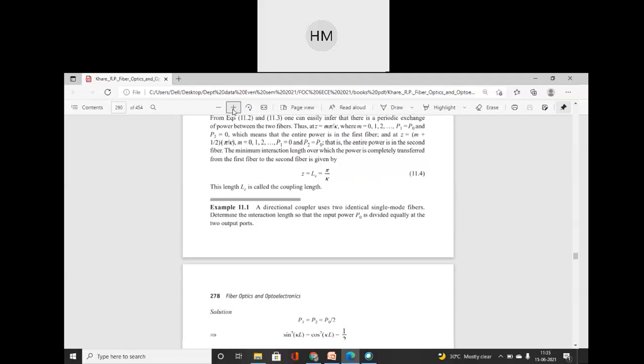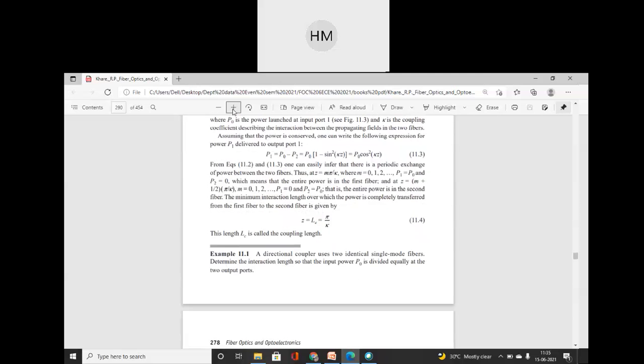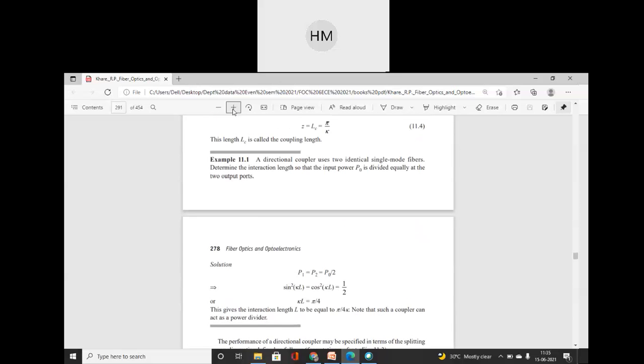Power coupling, the coupling length, this derivation is important. You can write it down in your copy. This I have shown you also. Based on that there is a numerical on directional coupler. A directional coupler uses two identical single mode fibers. Determine the interaction length so that the input power P0 is divided equally at the two output ports. Okay? So P0 is the input power which is equally divided. P1 equal to P2 is equal to P0 by 2. Then we have this power equation: sin square KL is equal to half.